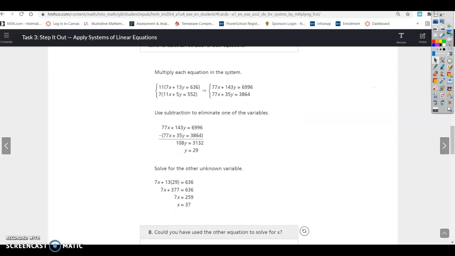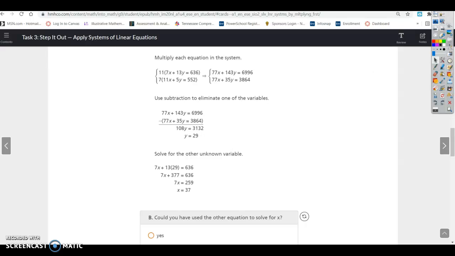All right, so it says multiply each equation in the system. So they looked at the first term and they got 7 and 11, and they know both of those are multiples of 77. So they multiplied the top equation by 11 to make this 77. And they multiplied the bottom equation by 7 so that that is also 77. Now, I probably would have multiplied by -7 because I'd rather add than subtract. Just easier not to lose a sign. But either way, you're going to have to do a negative at some point.